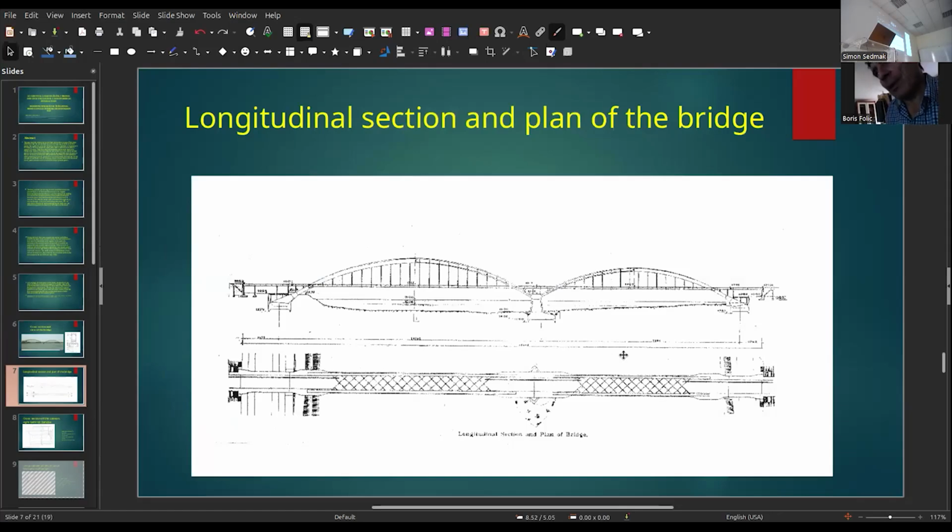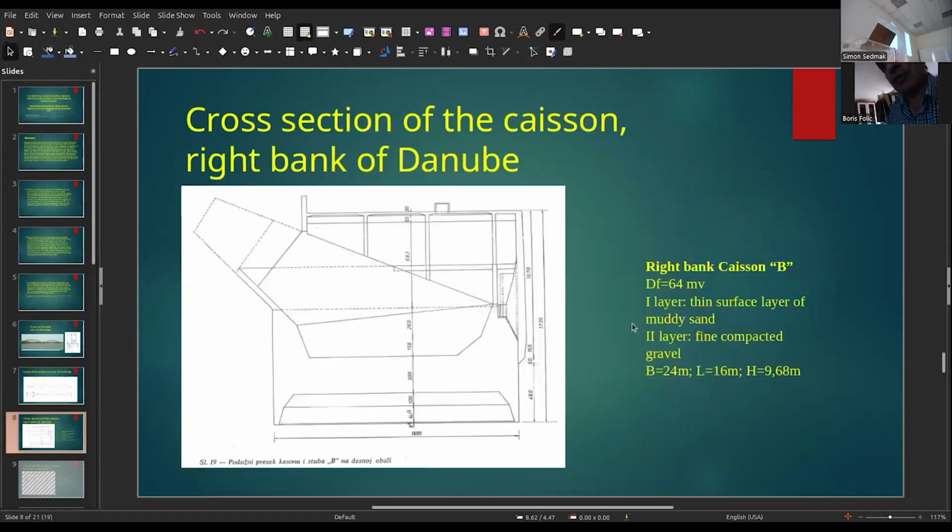This is the longitudinal sectional plane of the bridge, where we are looking at the caisson left, right, and in the middle of the river, the central caisson. Cross section of the caisson, right bank of the Danube. Right bank caisson bay, deeper foundation in 6.4 meters of water. First layer of soil, a thin surface layer of muddy sand, and second layer, fine compacted gravel. Width of this caisson is 24 meters, and length is 60 meters.